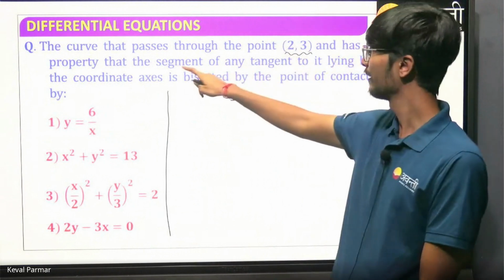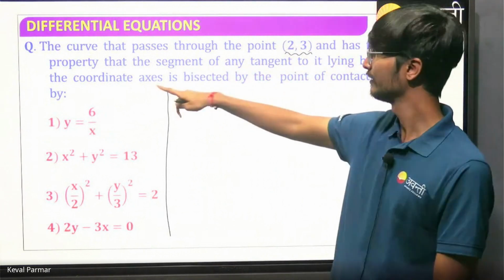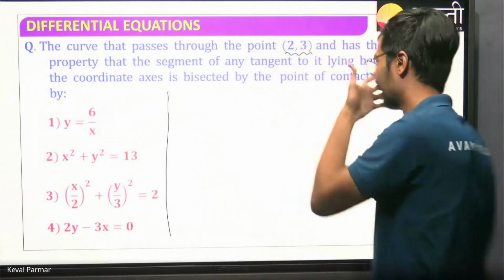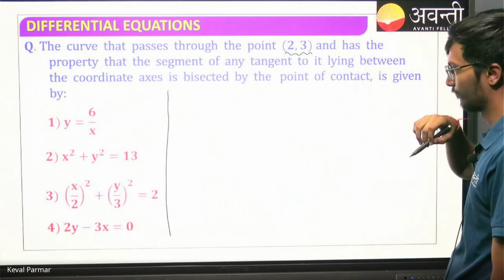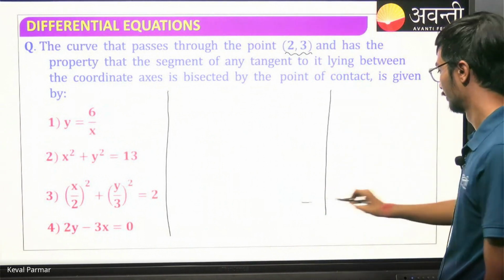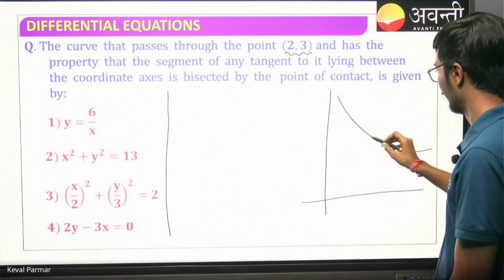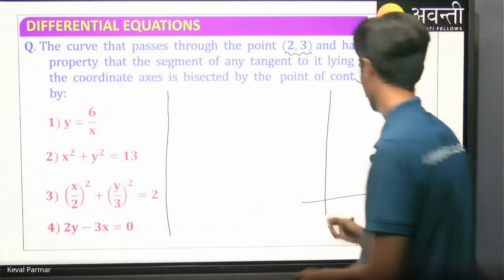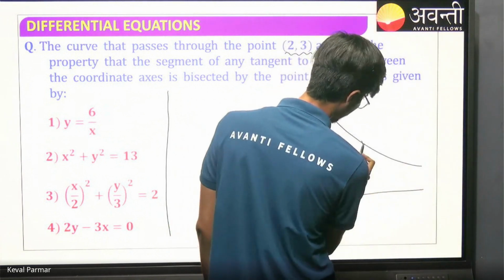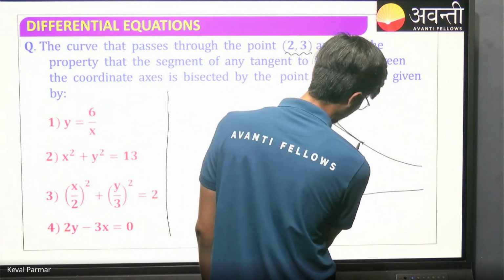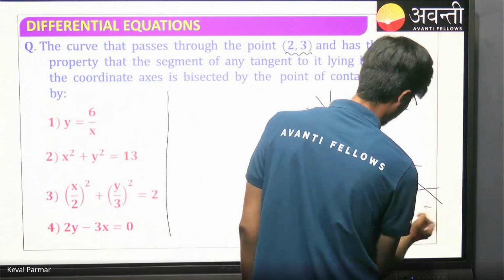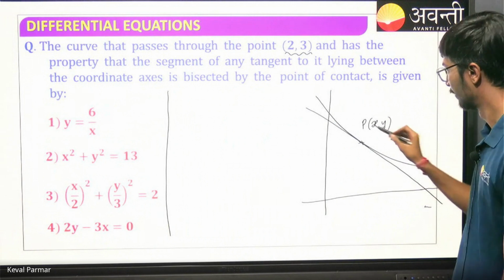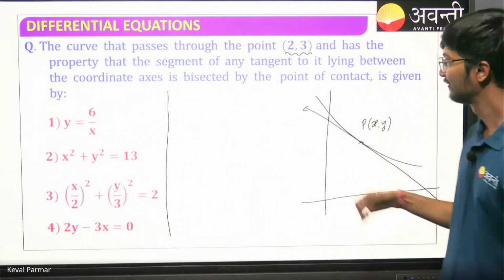And it has the property that the segment of any tangent to it lying between the coordinate axes is bisected at the point of contact. So what does this mean? Let us draw a diagram and understand. Here I'll draw some curve where a tangent is drawn at this point. Let this be point P (x, y). This is the tangent.